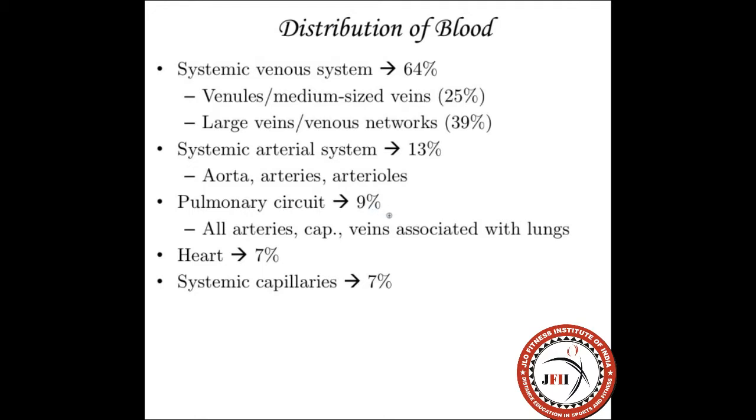Pulmonary circuit, all of those arteries and veins associated with the lungs, even all the capillaries, slightly less than 10% of your total blood volume is located in there. The heart, about 7%. Blood doesn't stick around in the heart for very long. And then the systemic capillaries, all of the capillaries, amazingly, all throughout your body other than the lungs, 7%. That might seem really low, but keep in mind, capillaries are very, very narrow, very thin, oftentimes microscopic blood vessels. And here's an amazing fact.